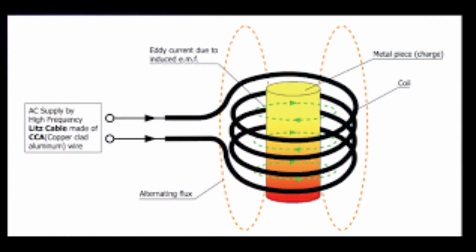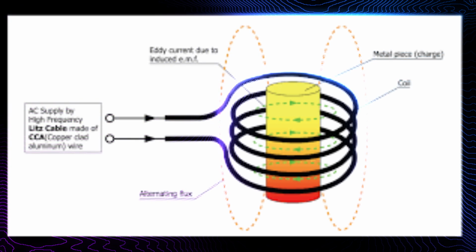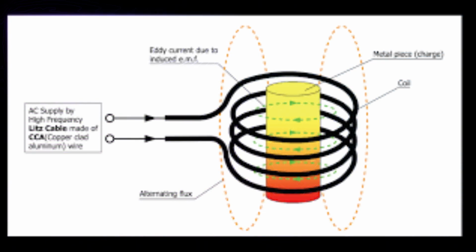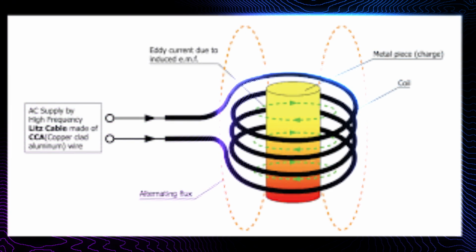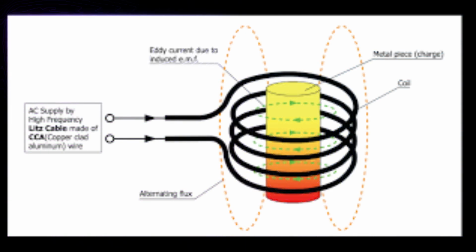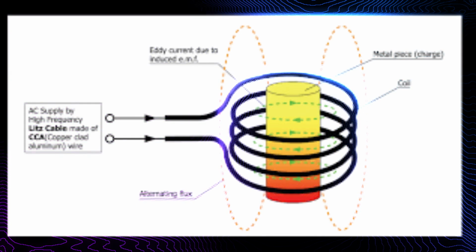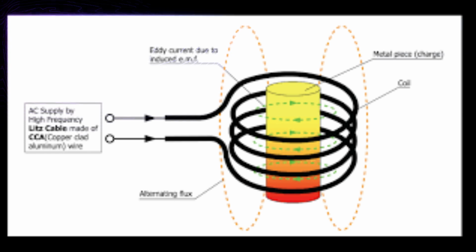The following formula can be used to find inductive reactance. X sub L equals 2 times pi times F times L.